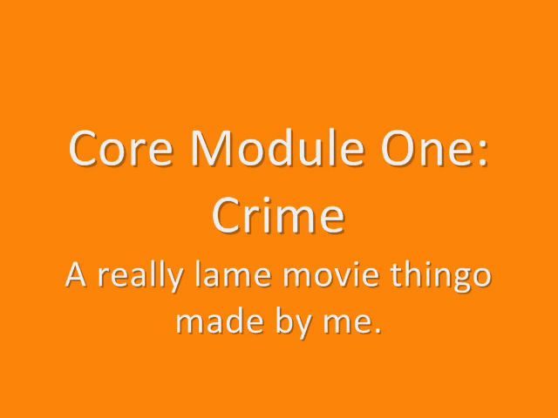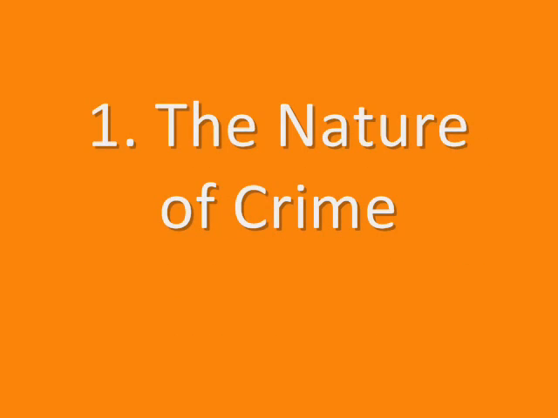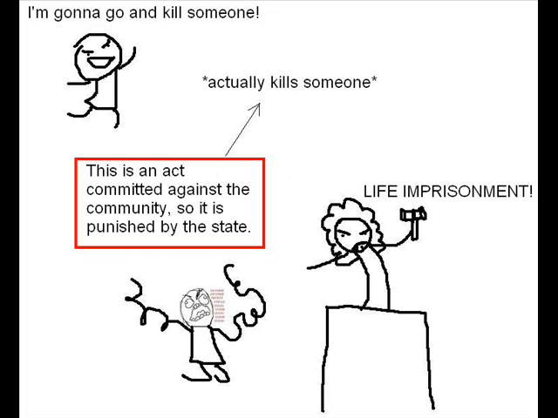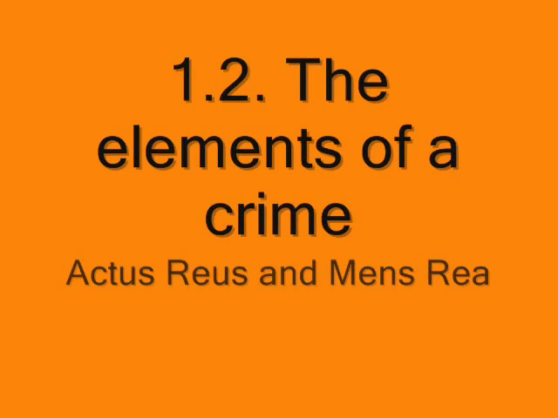Core Module 1, Crime. The nature of crime. The meaning of crime: an act or omission committed against the community that is punishable by the state. The elements of a crime.